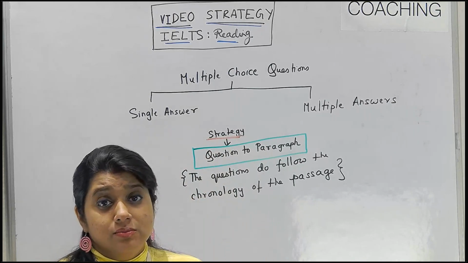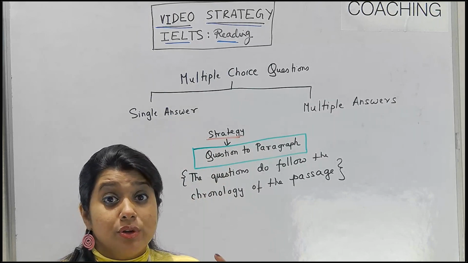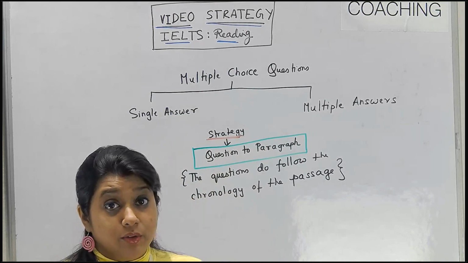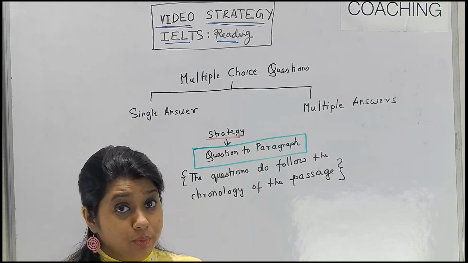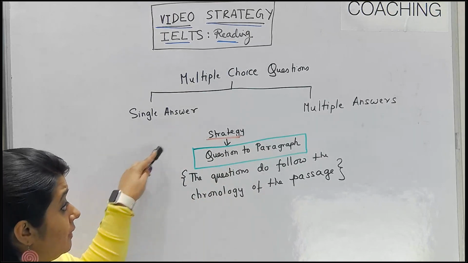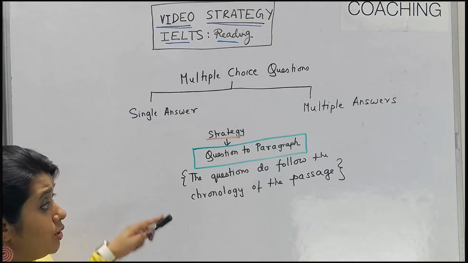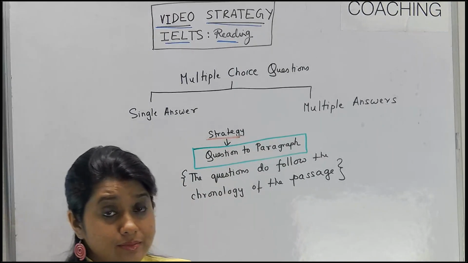So what will you do? You have to read the question first and then go back to the paragraph or the passage and look for proof. That's why I've written for you over here. The strategy will be question to para because the questions do follow the chronology of the passage.